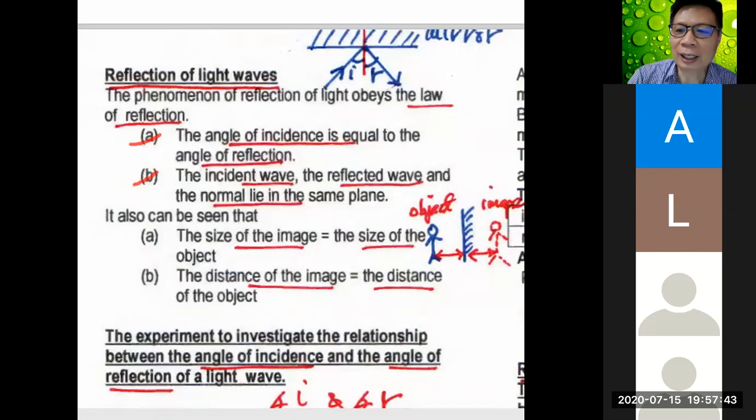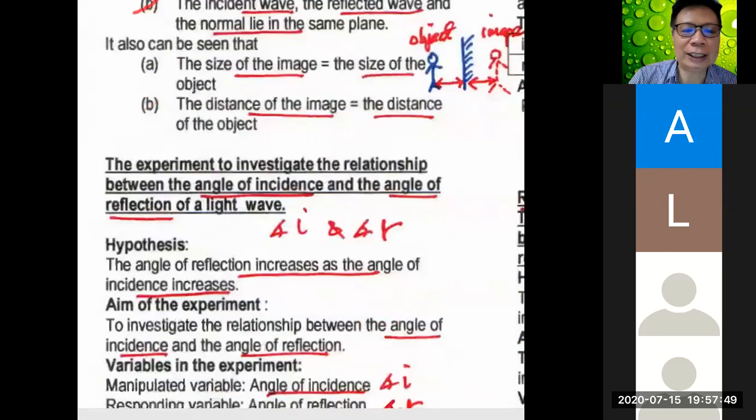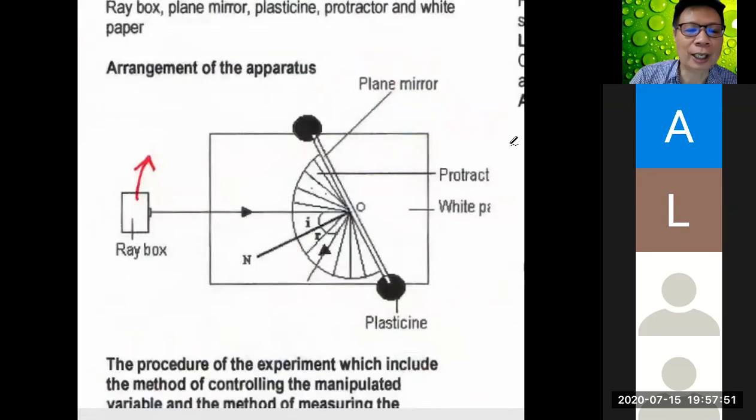Yeah. Okay, next we go through a very simple experiment now for reflection of light. So we see the experiment now. Okay, this diagram.